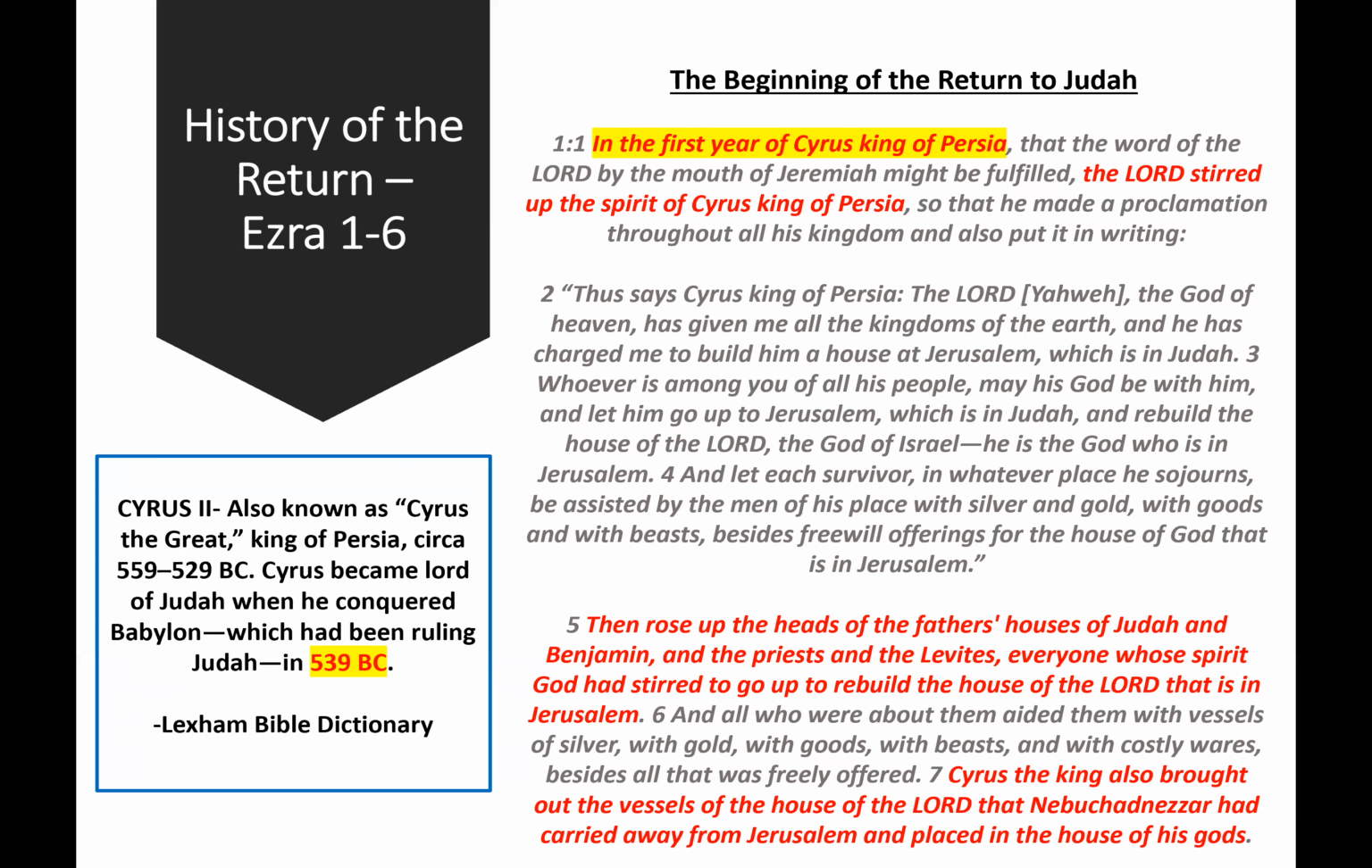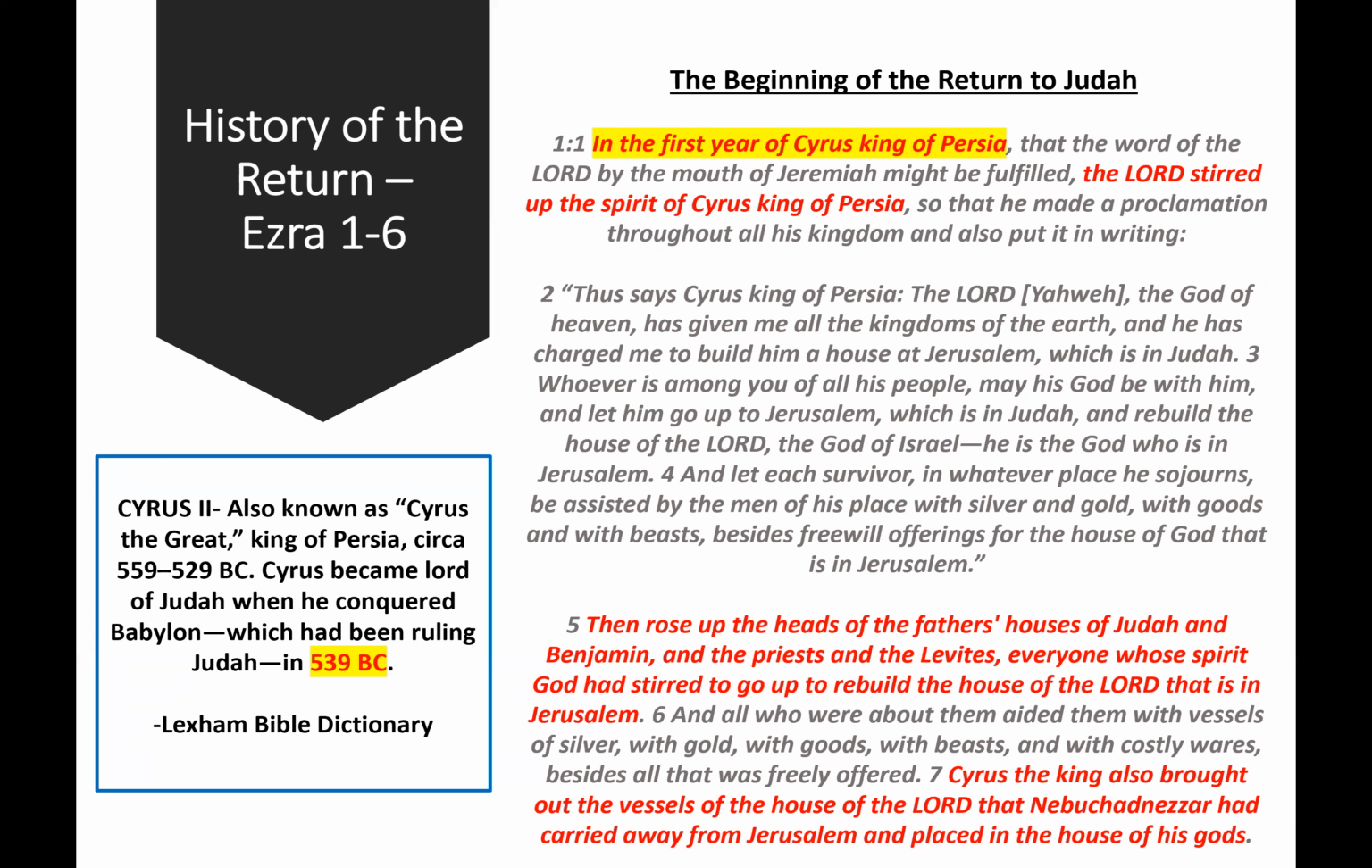Then let each survivor in whatever place he sojourns be assisted by the men of his place with silver and gold, with goods and with beasts, besides free will offerings for the house of God that is in Jerusalem.